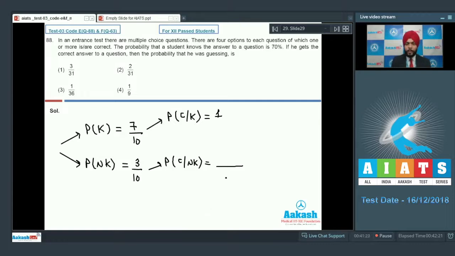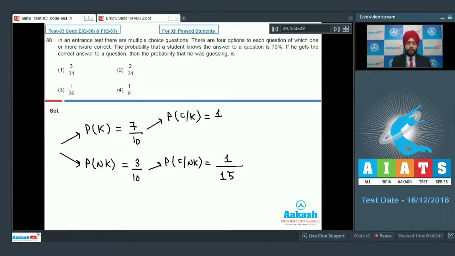So the denominator of this part will be 15, 2 power 4 minus 1. Numerator: probability of correct given not knowing. A given question can be attempted correctly in only one way. So it is 1 upon 15.